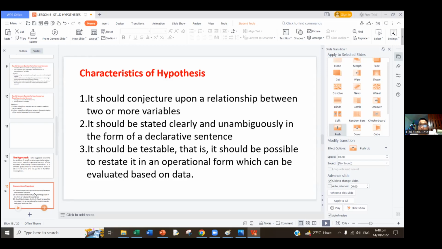Now, yung hypothesis mo na yan. It should be clearly stated and unambiguously. Klaro dapat, malinaw, in the form of a declarative sentence. So yung research question, patanong, therefore ang hypothesis, pasagot na. Dahil ito na yung answer. Okay? More importantly, it should be testable. That is, it should be possible to restate it in operational form which can be evaluated based on data. Testable means verifiable. We have data to support that hypothesis. Okay?